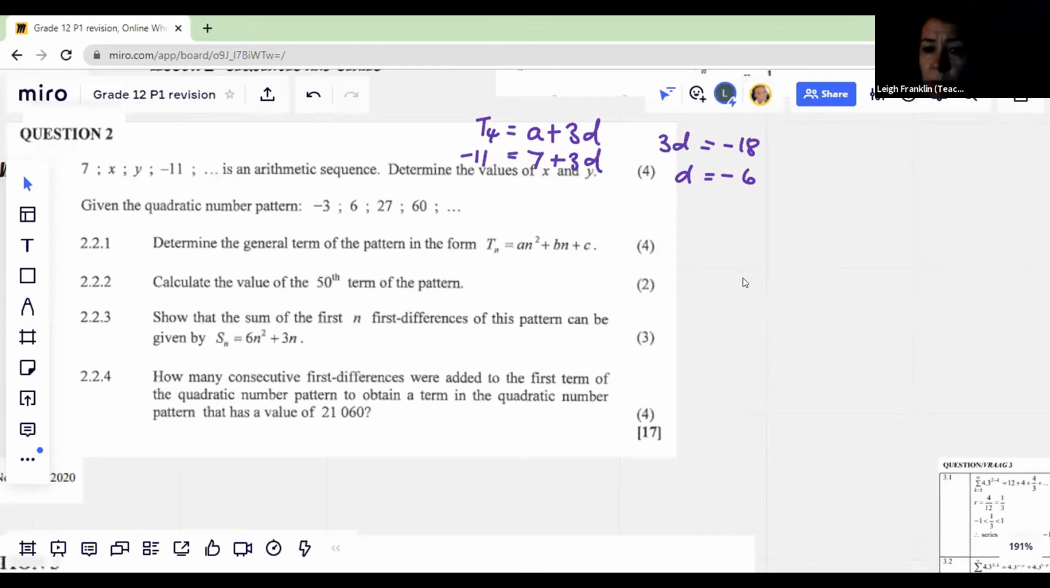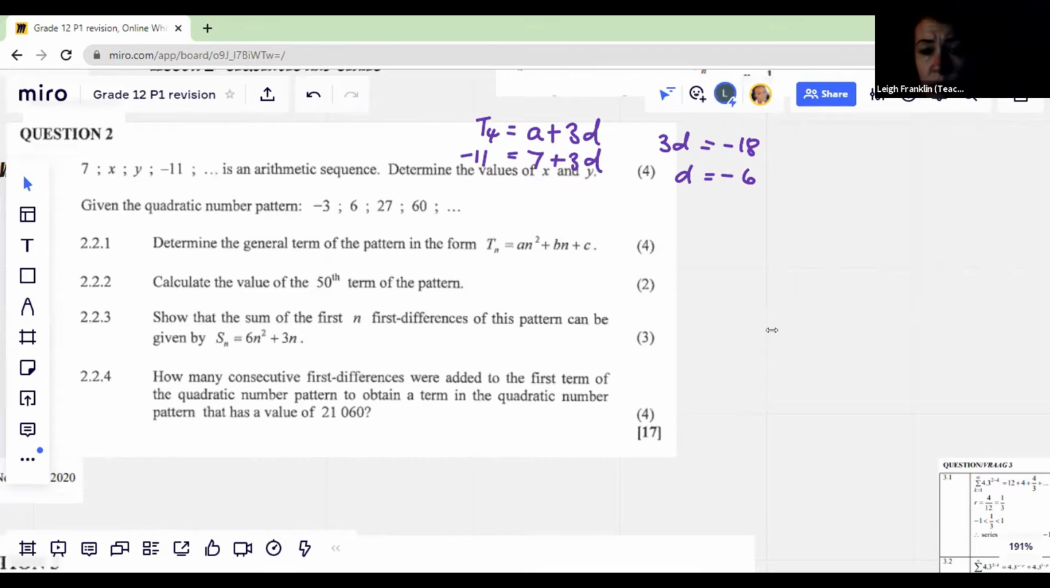Now, Matrix, please can you work out what Y is? You guys do that. And Benedict, I'm going to explain that again. Benedict, are you okay with minus 11 equals 7 plus 3D and that D was equal to negative 6?